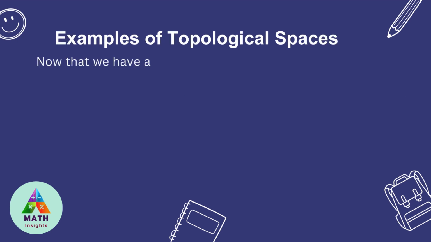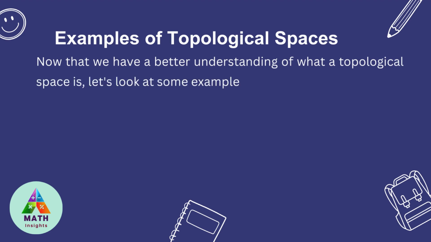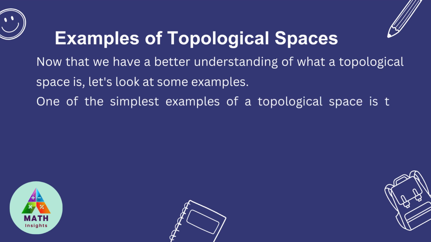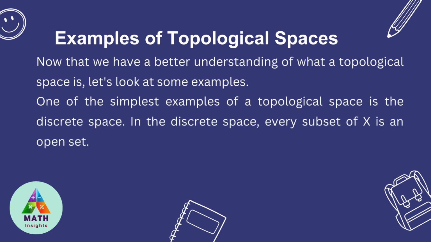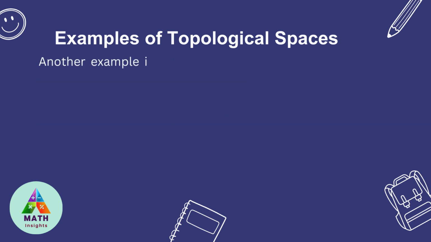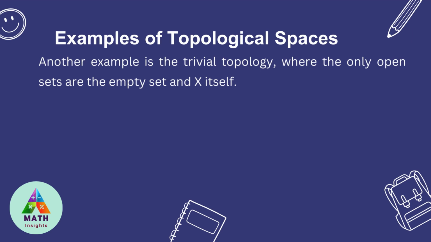Now that we have a better understanding of what a topological space is, let's look at some examples. One of the simplest examples of a topological space is the discrete space. In the discrete space, every subset of X is an open set. Another example is the trivial topology, where the only open sets are the empty set and X itself.